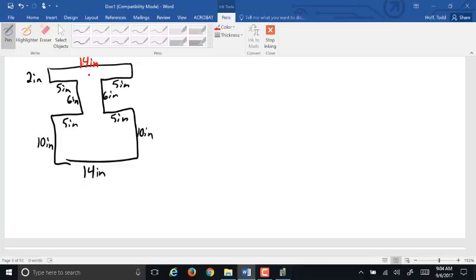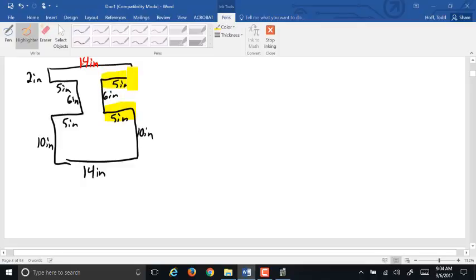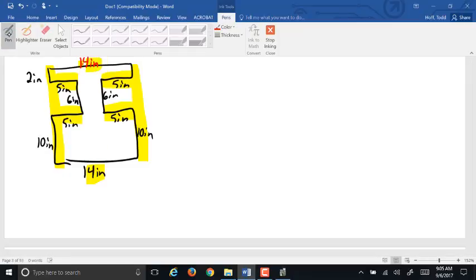Well, if all my corners are square corners, this is 5 inches and that is 5 inches, which means those sides line up, right? This is 5 inches and that's 5 inches, which means those sides line up. Which means if this is 14, that's got to be 14. So, yes, the top does have to be 14 inches.